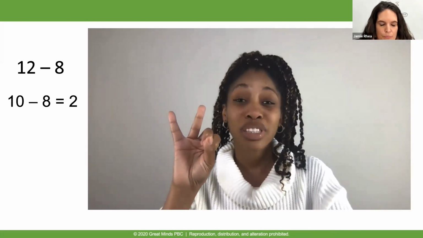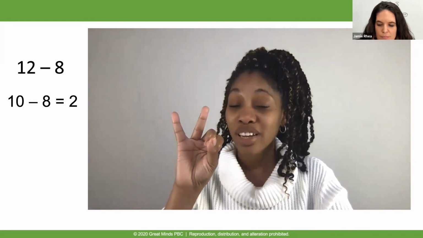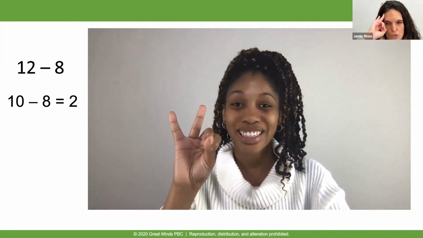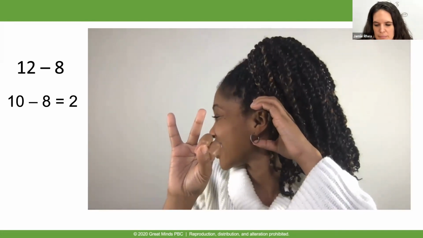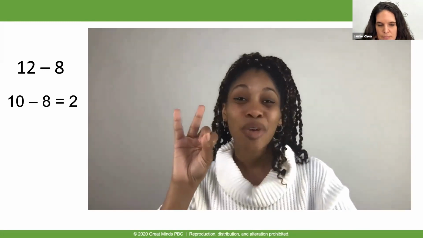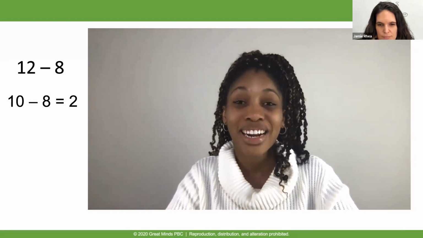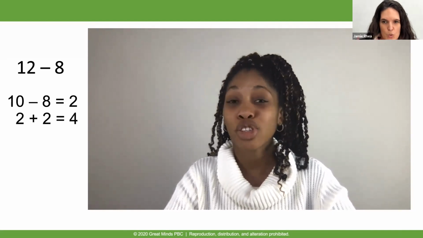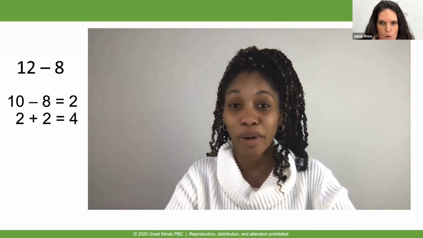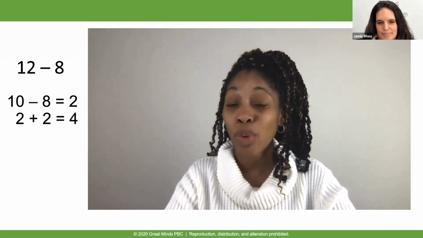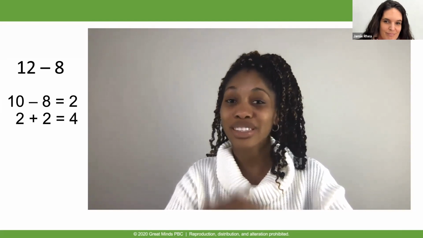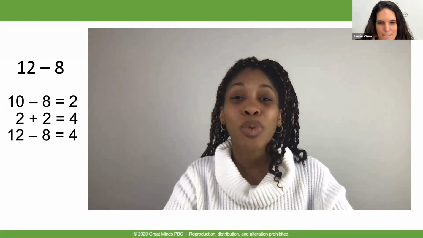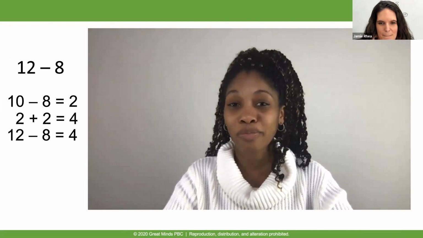2 pretend fingers. So how many fingers, including our pretend fingers, do we have all together? 2, 3, 4. That's right. We have 4 fingers all together. A number sentence that shows what we just did would be 2 plus 2 equals 4, which means 12 minus 8 equals 4. That's right. 12 minus 8 equals 4.